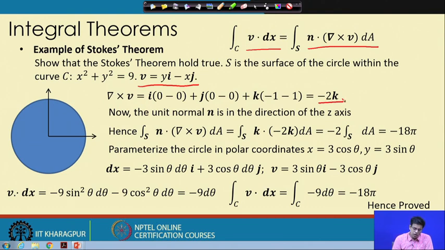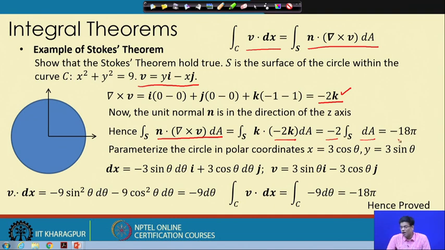Now, I think all of you now can efficiently calculate the del cross v, right. So, now the unit normal is in the direction of the z axis, because the unit normal is along the z axis, which is perpendicular to the slide. So, which I can calculate very efficiently, because n is actually in the x3 direction. So, n dot del cross v over dA, since this is a dot product and this contains only the third unit vector, it will be k dot minus 2k dA, which is essentially minus 2 dA.